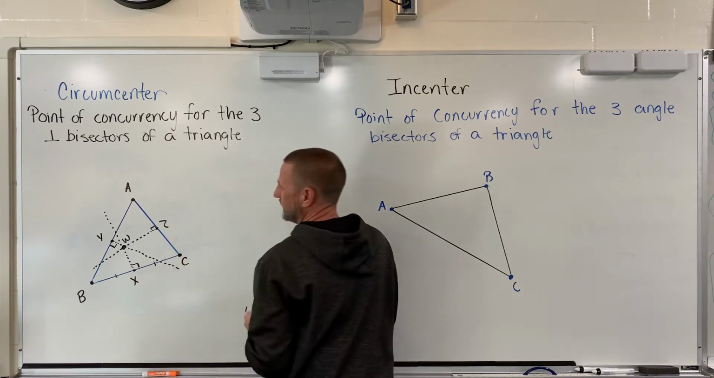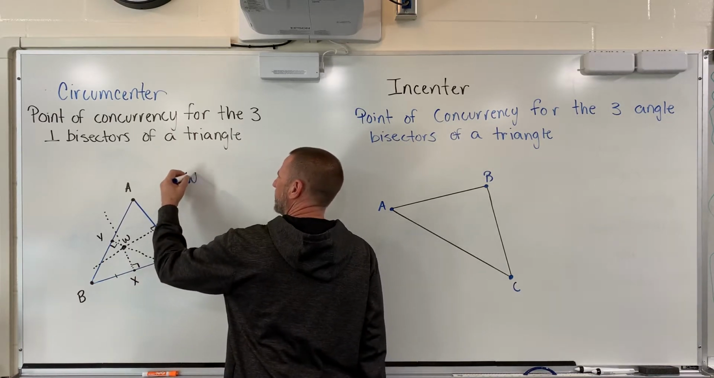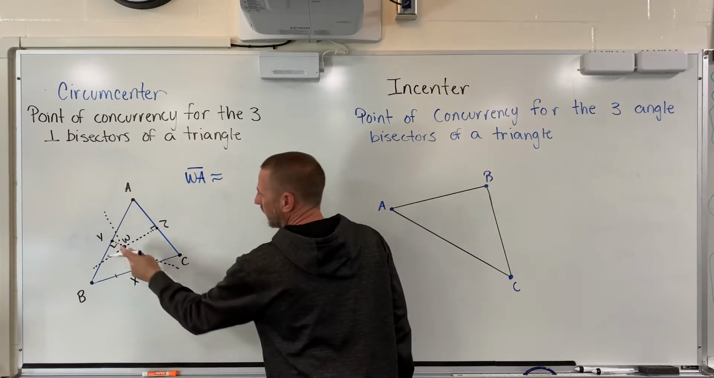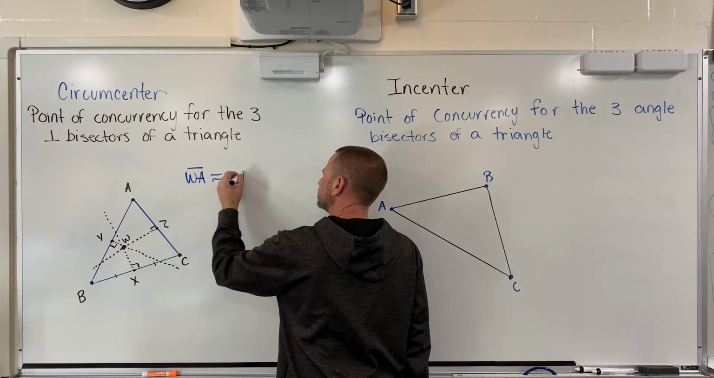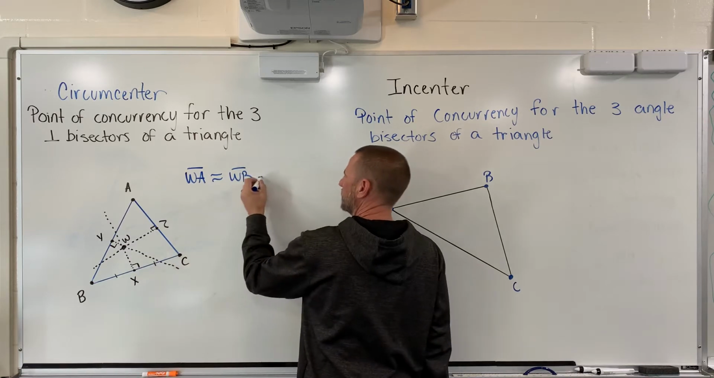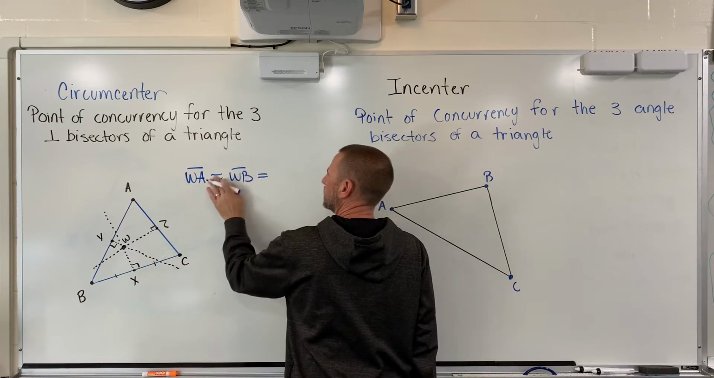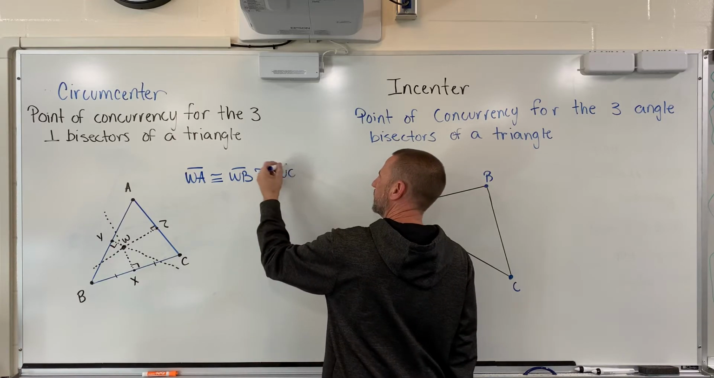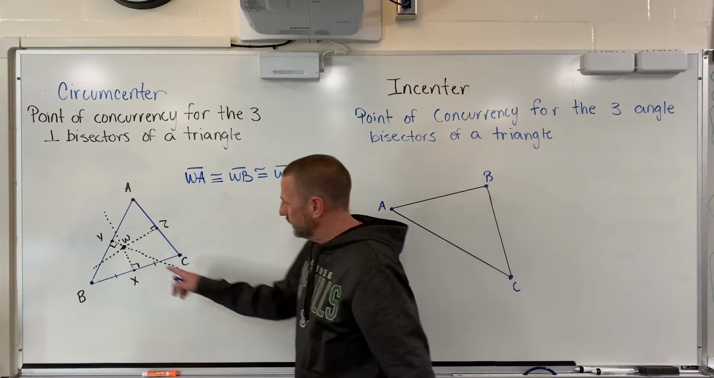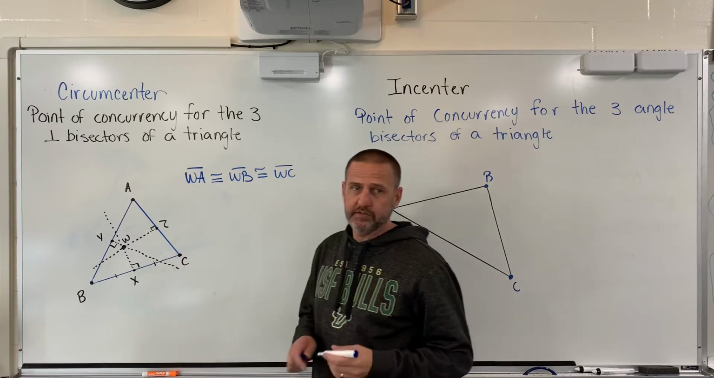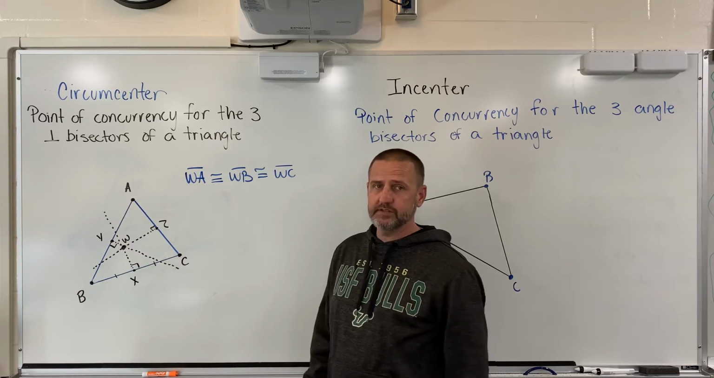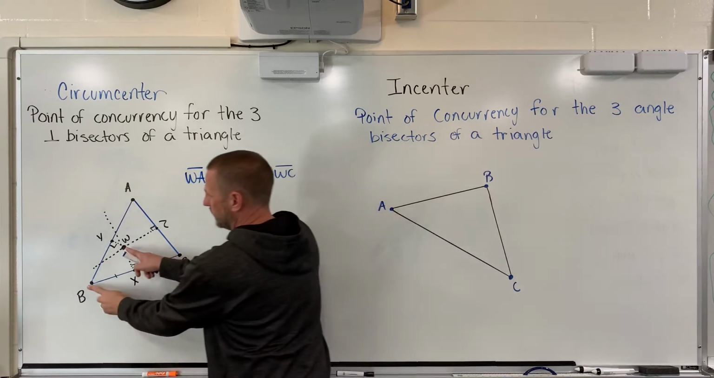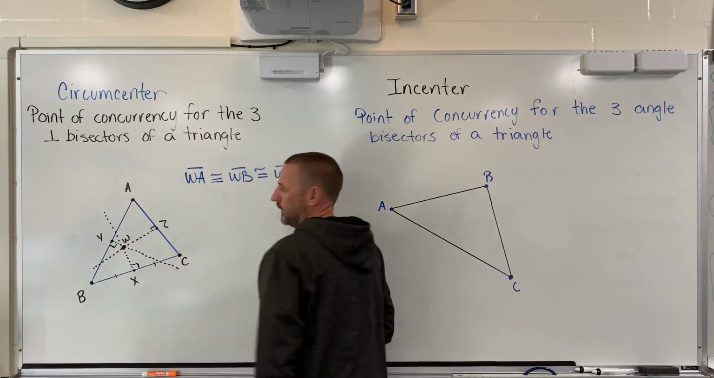So I'm going to write that statement out real quick. WA is congruent to WB and WC. So we are equidistant from W to each of the three vertices. So the perpendicular bisectors, when we bring them all together, make us equidistant from each of the three vertices.